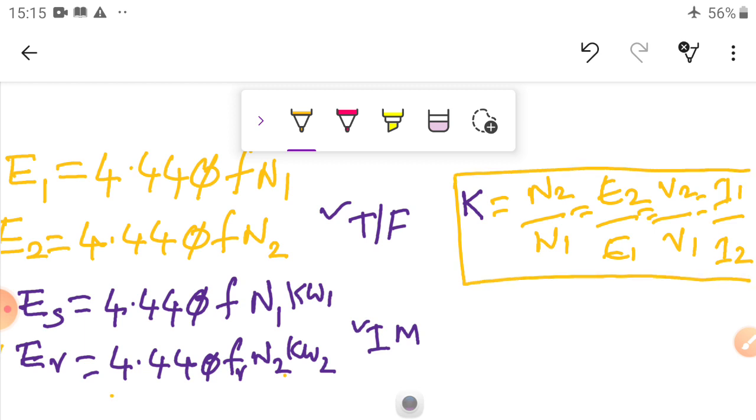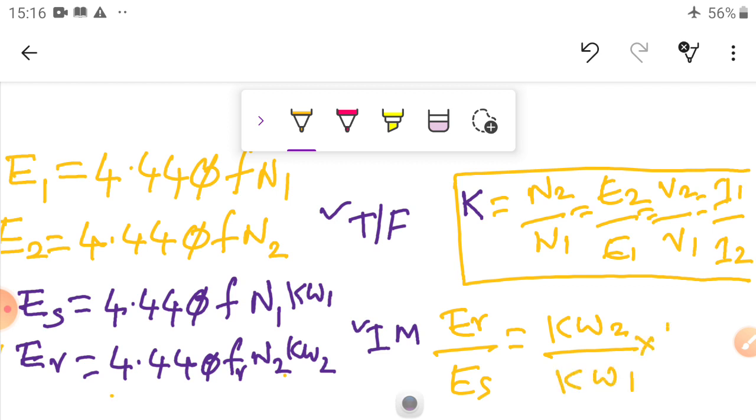Now similarly we can write this equation: E_n, that is, E_R divided by E_stator, we can say this value is equal to Kw2 by Kw1 into N rotor by N stator. This is known as the transformation ratio, and we call it K in our induction motor.